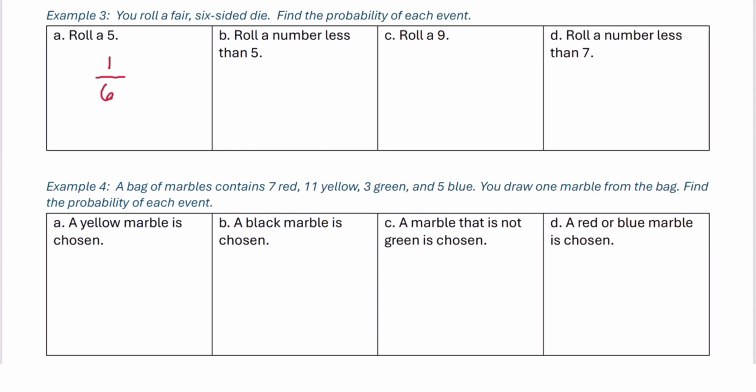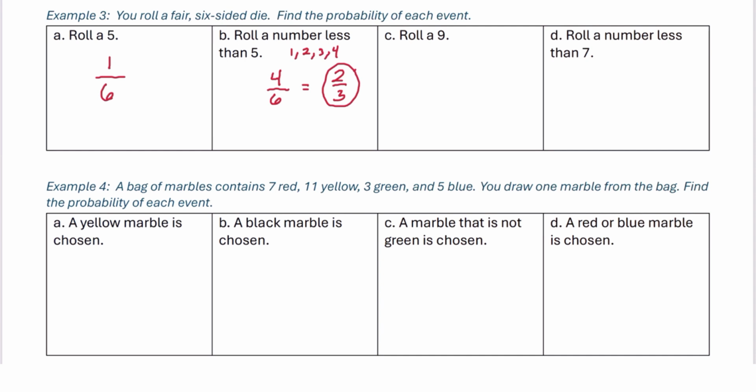Part B, we want to find the probability of rolling a number less than 5. The number of ways you can get a number that is less than 5: you could have 1, 2, 3, or 4. Those are all numbers that are less than 5. So that's the numerator, that is 4, divided by the total number of outcomes for rolling a die. Again, there are 6 total outcomes, 1 through 6. Since we have a fraction, we do want to reduce that. We'll get 2/3. So the probability of rolling a number less than 5 is 2/3.